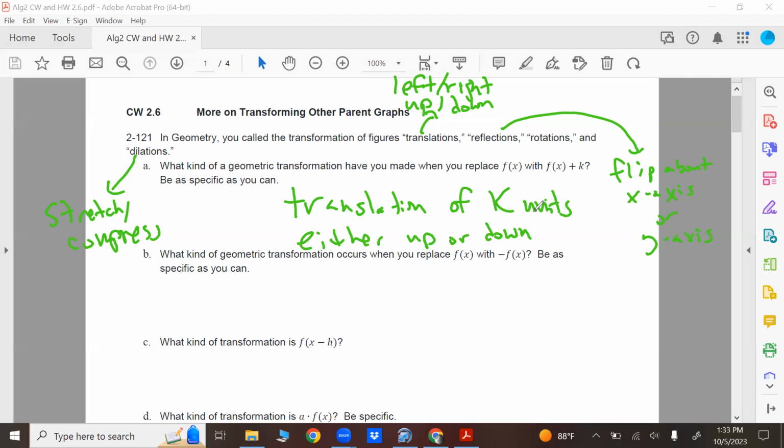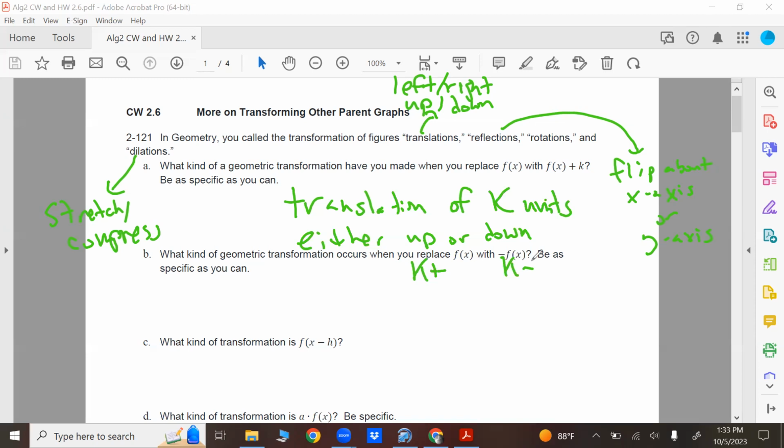In this case, because k is on the outside, we're going either up or down, depending if k is positive or negative. Obviously, we go up if k is positive. We go down if k is negative. So if k were a negative value, you go down. I think that's as specific as I can be with that one. Any questions on part A? So again, if you're adding something to the outside, we call that a translation. And it's going k units either up or down. K is positive up, k is negative, go down. Okay, let's move on to part B.